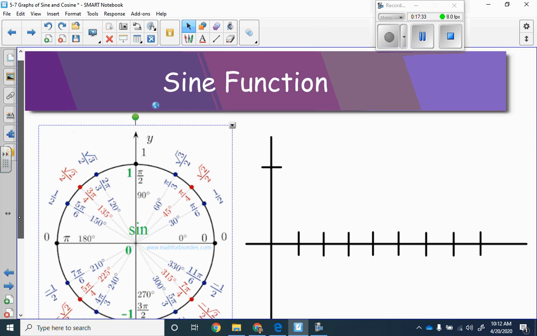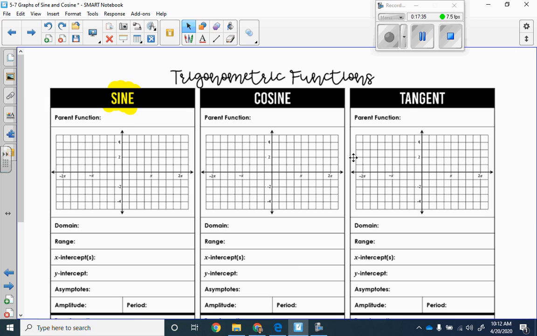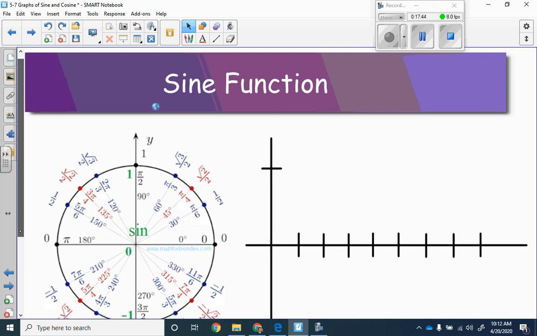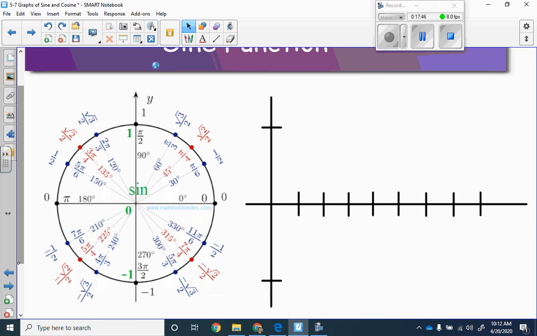Alright, so here's our unit circle. We're going to be trying to come up with our graph to go along with the sine function. Now, I've taken this unit circle that's over here on the left, and for all the coordinates, I've just been working with the y values that are associated with them, since those are all the sine values. So we have the sine of pi over 6, the sine of pi over 4, the sine of pi over 3.